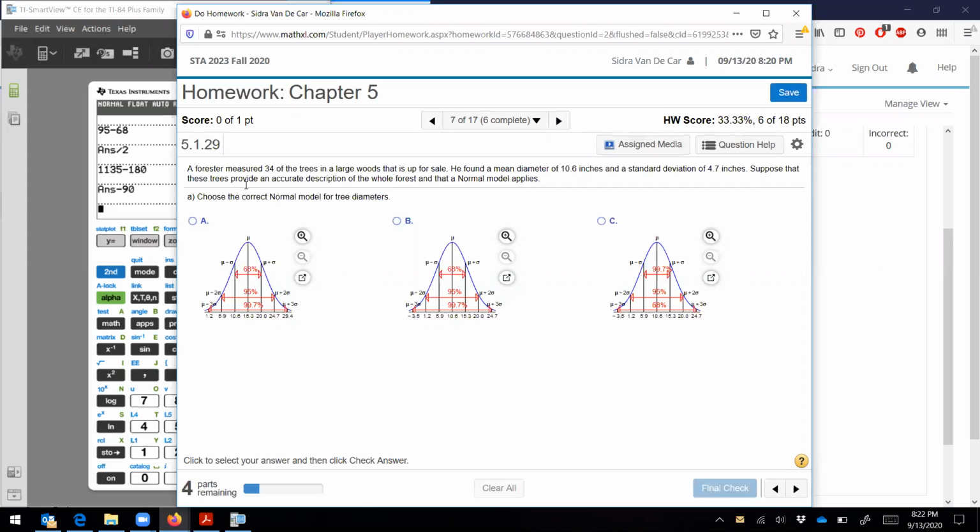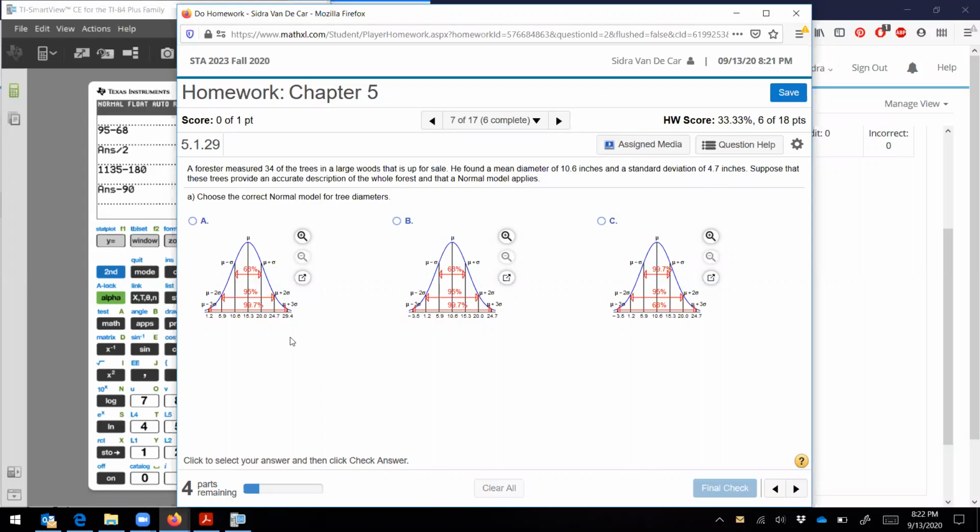A forester measured 34 of the trees in a large woods that is up for sale. He found a mean diameter of 10.6 inches and a standard deviation of 4.7 inches. Suppose that these trees provide an accurate description of the whole forest and that a normal model applies. Choose the correct normal model for the tree diameters. So my mean is at 10.6 and the standard deviation is 4.7.